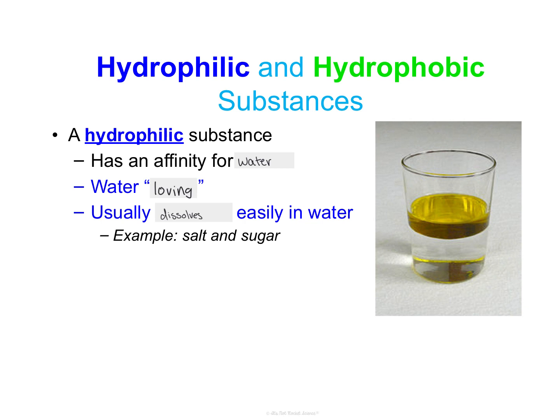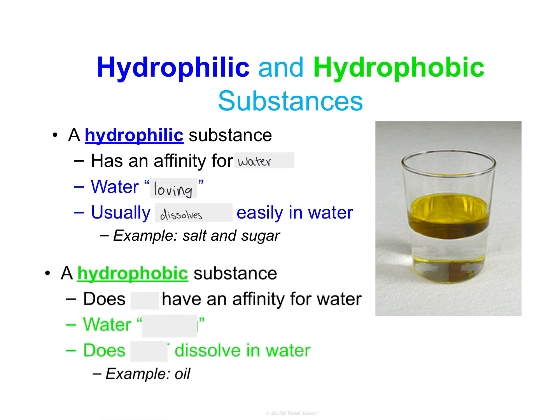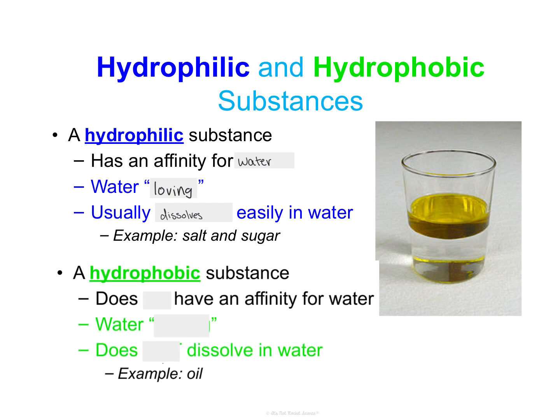The next thing we have is called hydrophobic. And this is substances that do not have an affinity for water, or we can call them water fearing. That's what the phobia portion of that is. And this means that they do not dissolve easily in water. And a common example of this is oil. And that's what you can see in our picture here, is we have a glass that has water and oil, and they're clearly not mixing together.